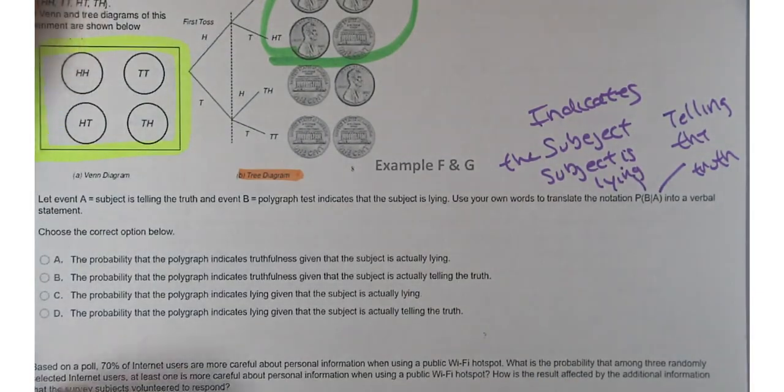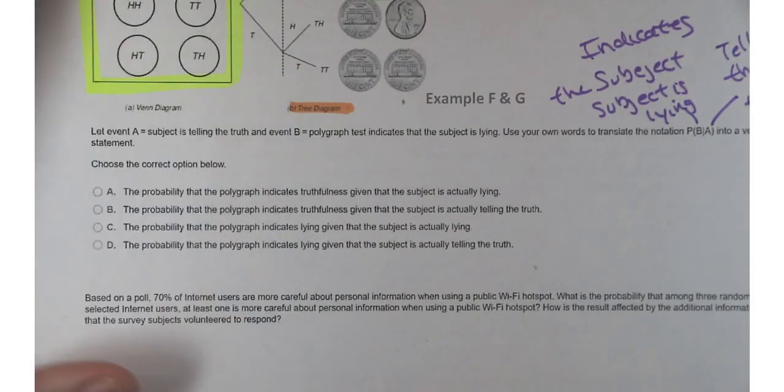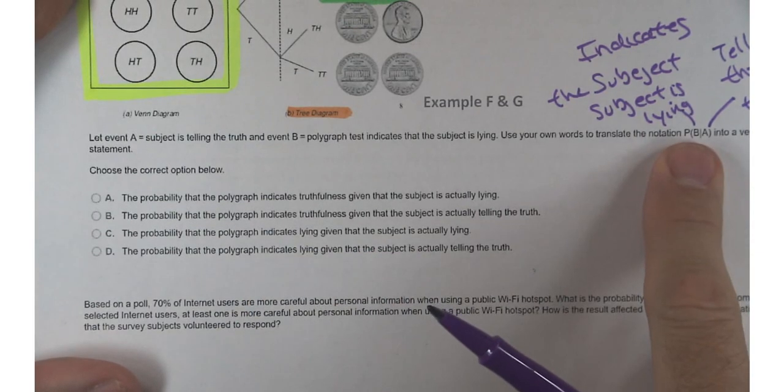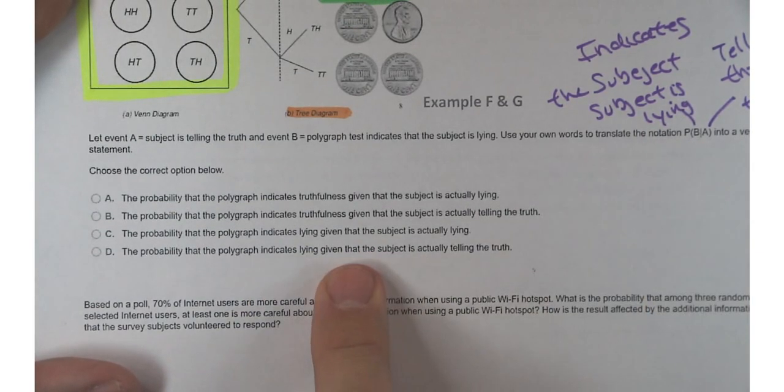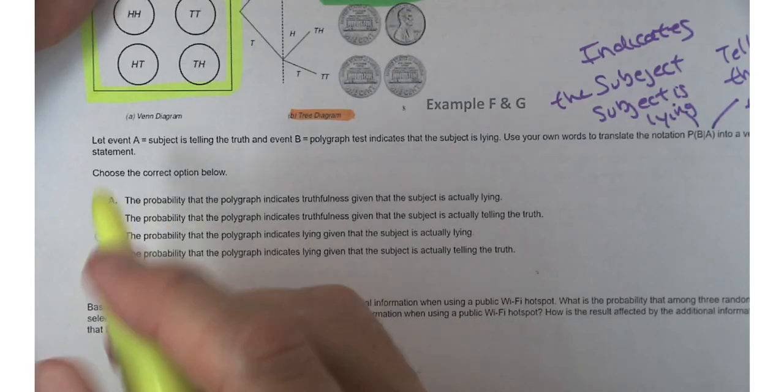So, on a count of 3, 1, 2, 3, A, B, C, or D. Let's see by show of hands what you guys are thinking. 1, 2, 3. All right. I'll do a little sample of somebody else's. And yeah, all right. I agree. Probability that the polygraph indicates they're lying, which is what we have here, given that the subject is actually telling the truth. So D was our winner. Well done on that one.